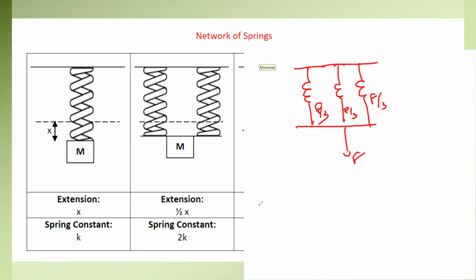If we add them vertically, there's another way to do it. If we connect them end to end, then it will become less stiff. So this force F by 3, how much extension will it cause? It will cause an extension of X by 3.